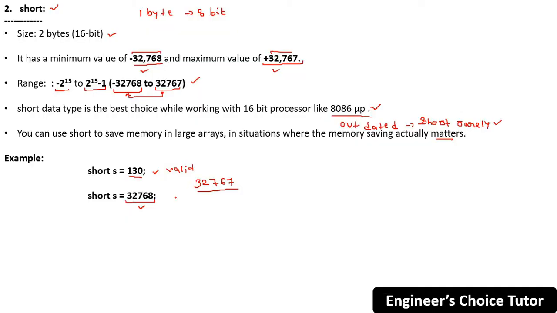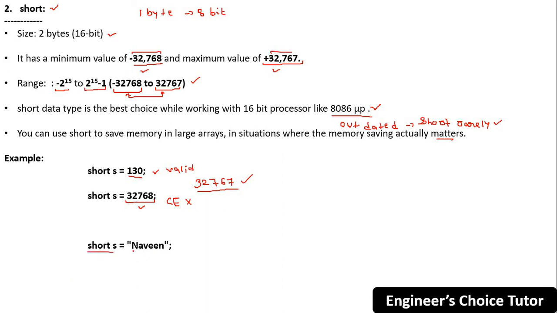One point. By default, every literal is of what type? Int type, right? Here this value exceeds the range, that is the reason it is considering it as int. So it is invalid. Compile time error. Because the maximum allowed value is 32767 only. Now let's see the next one.